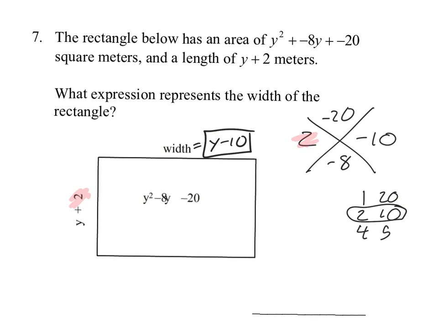Now, remember, they're not asking for both factors. They're just asking for the width. That's all they want. And the way that students often get this wrong is they answer a question I'm not asking. The question I'm asking is for the width, so only give me the width. If you try to give me the length and the width, it's going to be wrong.